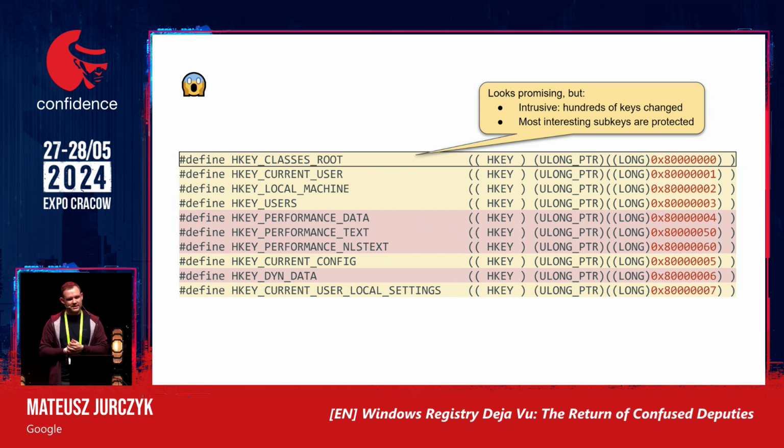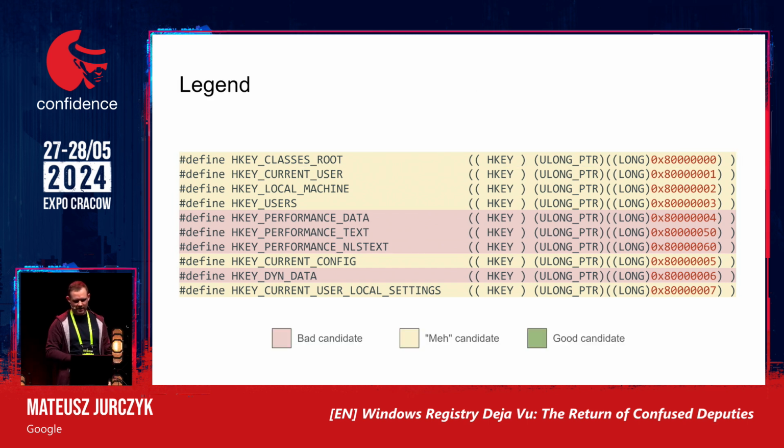But also at the same time, all of the keys that I would normally think of modifying in HK classes root to get privilege escalation were DACL protected. So I also wouldn't be able to specifically modify the security of the keys that I would be interested in. And here you can see the legend. So I was hoping to use a little bit more of the green color, but really there are no good candidates based on this analysis so far.